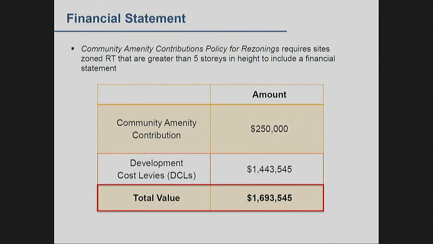Since the applicant will be paying DCLs, and due to the scale of the project, the land lift is not sufficient to support below-market units within the project. Instead, the applicant is paying a cash CAC of $250,000, which is intended to be allocated to support nearby and active childcare projects in and around the Kensington Cedar Cottage area.